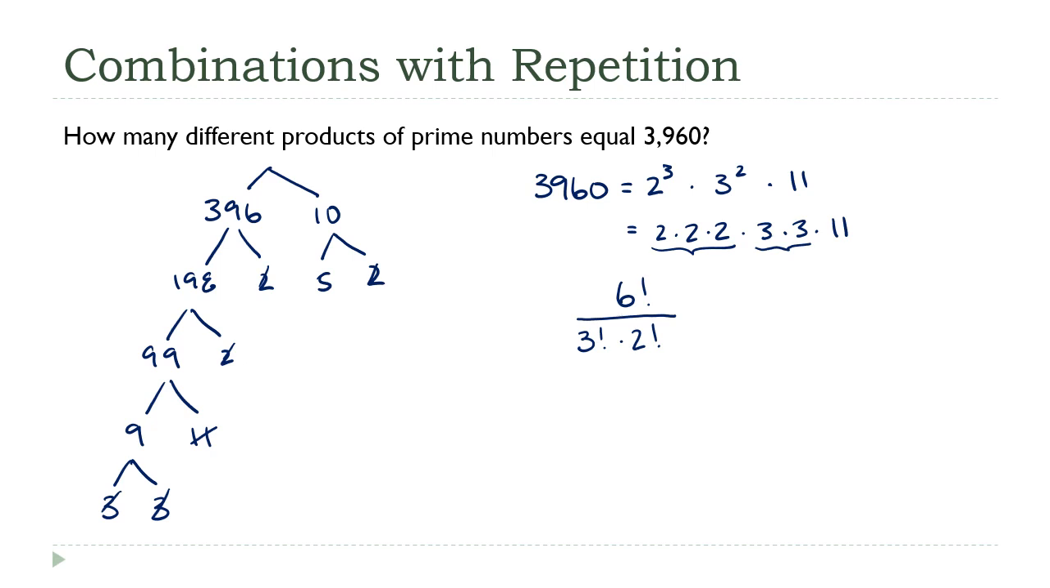All right, so let's see if I can do this without my calculator here. This is 6 times 5 times 4 times 3 times 2 times 1. 3 factorial is 3 times 2 times 1. That's 6. 2 factorial is just 2. So that means I get to cancel out the 6 and I get to cancel out the 2, and all that's left is 60. That's the number of different arrangements of prime numbers whose product is 3,960.